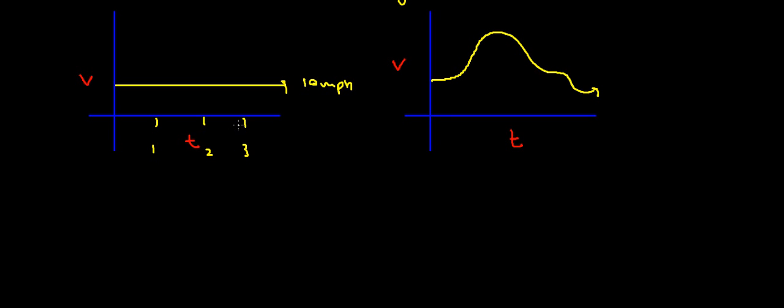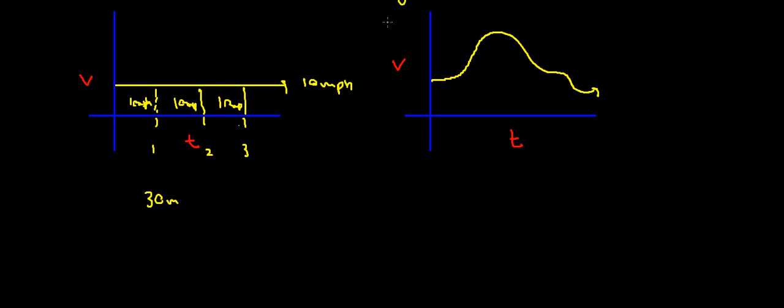If I want to know how far someone has gone in 3 hours, and I just know its velocity, this problem is easy because they're always going 10 miles an hour and it's a constant. Then I can say, well, 1 hour they've gone 10 miles, 2 hours another 10 miles, 3 hours another 10 miles. And then I add all of these up and this is 30 miles. Forget about the hours. So they would have gone a total of 30 miles. So when the velocity is constant, it's easy.